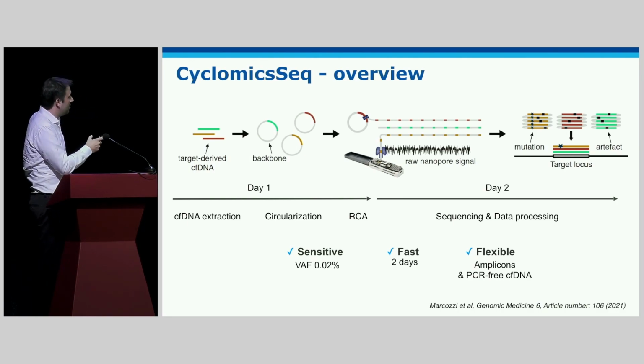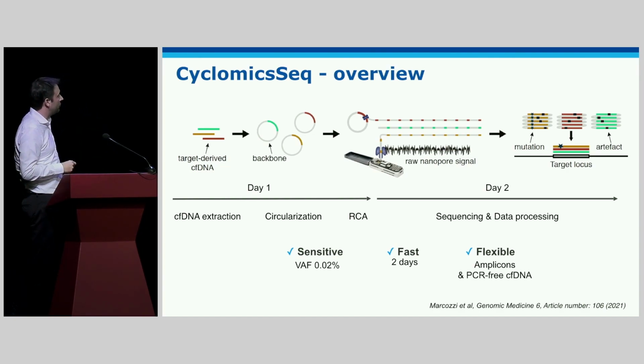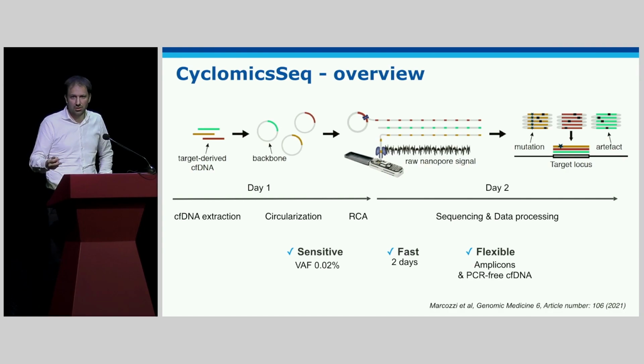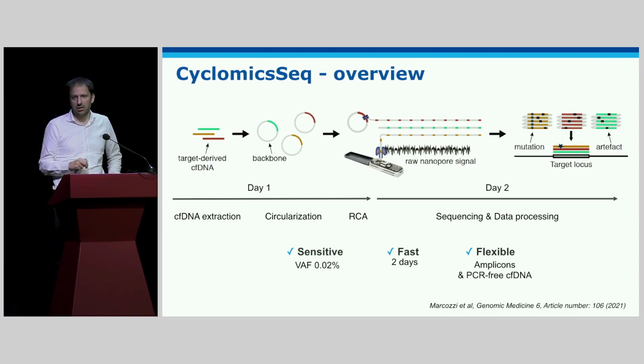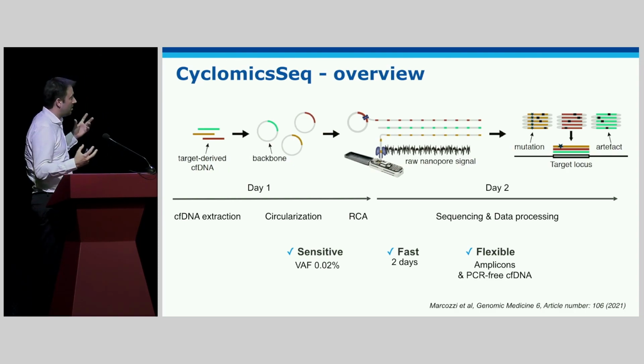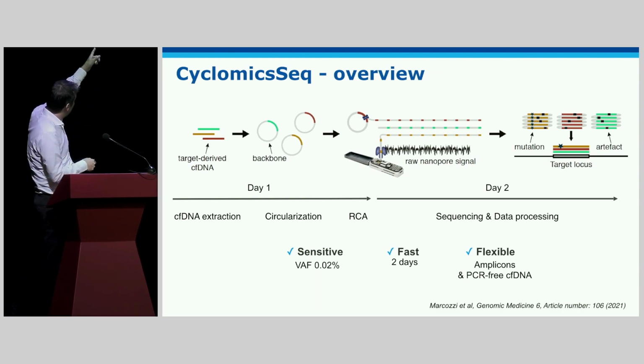Yeah, we can indeed do this very sensitively. We can go as low as 0.02% variant allele frequency. It's very fast, so we have 2 days to result, and that is partially due to the fact that we can already start the analysis while the machine is still sequencing. So the data processing and the sequencing is combined. And it's very flexible because we can enrich for any locus that we would like, whole genes or a panel of genes. That is all possible at the first step here.